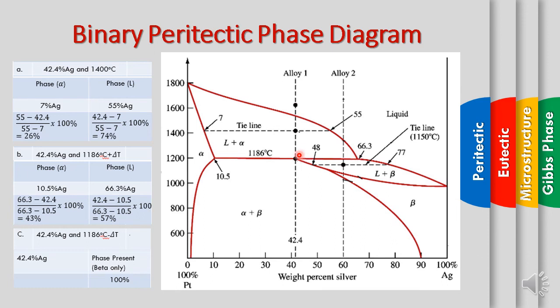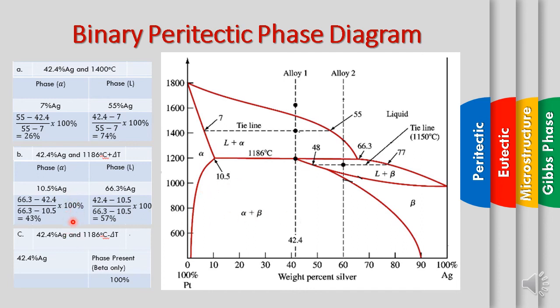of 66.3 minus this value, which is 42.4, and divide by the whole from here to here. Okay, and also for the liquid, we have from here minus here and divide by the whole from here to here, and we get 57%.